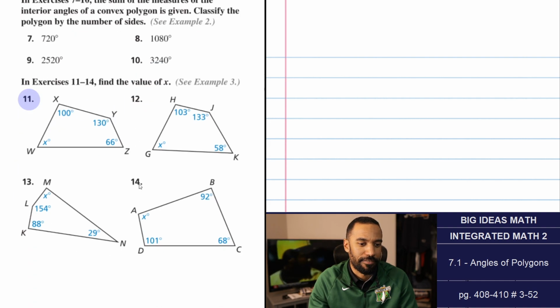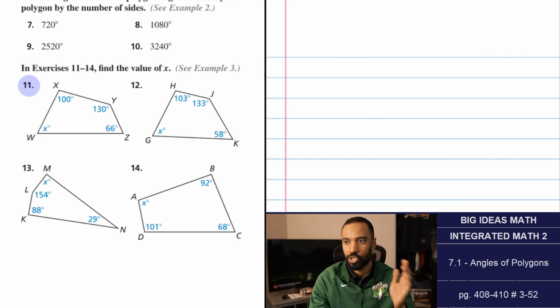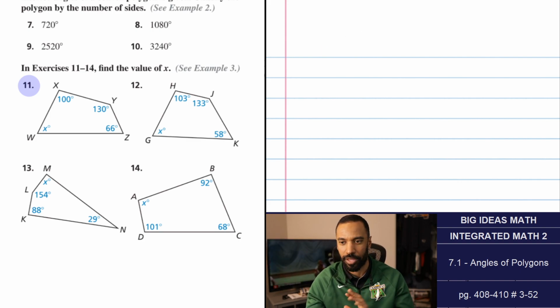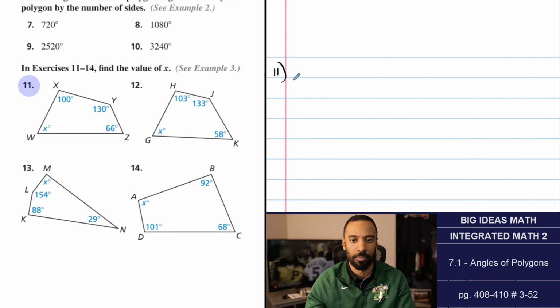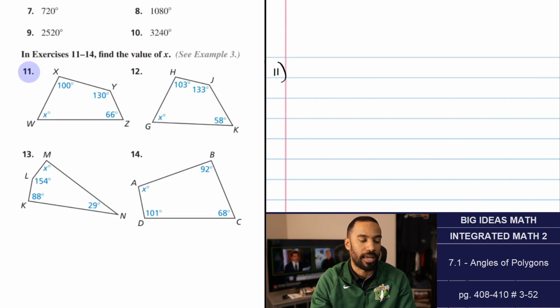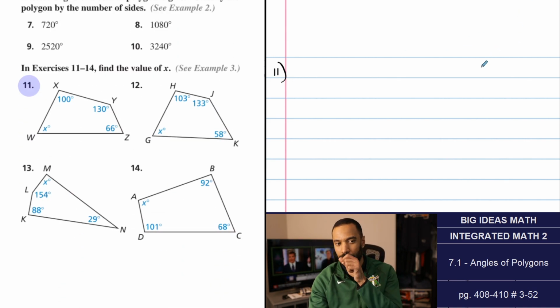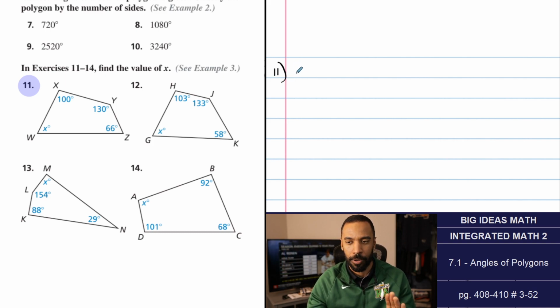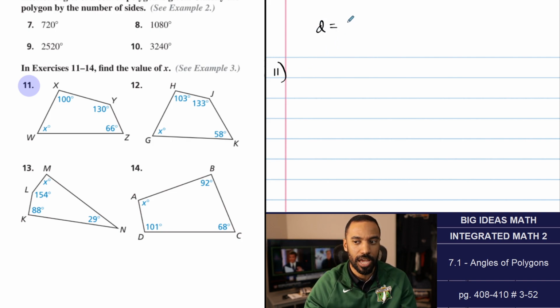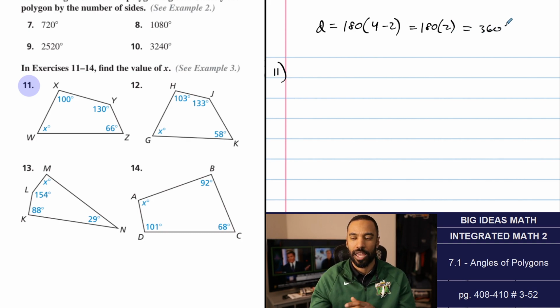Numbers 11 through 14, find the value of x. So this time we have some shapes. I'm just going to go off the shape that's drawn over there, if you don't mind. The copying and pasting is just going to add a little bit more time, since there are a lot of problems with shapes. So given what we have there, we want to first find the interior angle sum of our item. Now, all of these are quadrilaterals. So the very first time I do this is the only time I'm going to do it. 180 times 4 minus 2 is 180 times 2, which is 360 degrees. That is the interior angle sum of a quadrilateral. Doesn't matter what kind it is.